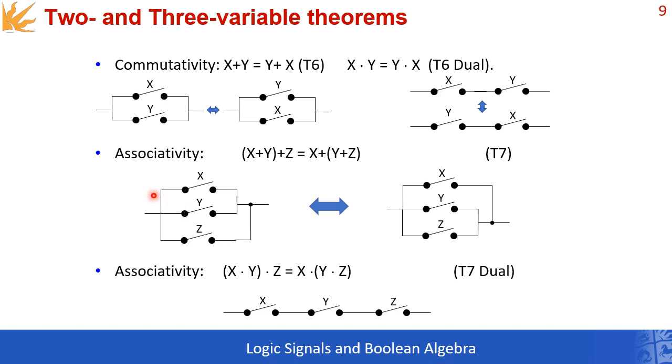Now let's see associativity. This is a little bit more interesting. So x plus y, if you put it in a parenthesis, plus z is equal to x plus, open parenthesis, y plus z. And as you can see over here, it's exactly the same diagram of switches. When it comes to associativity for the AND action, again, it's very straightforward. No matter how you interpret it, on the left or on the right side, the circuit is always the same.